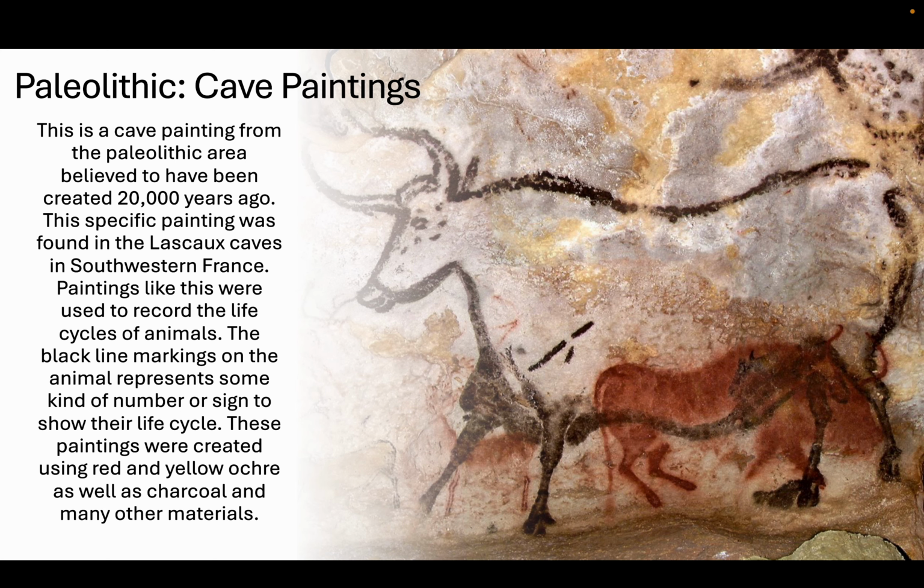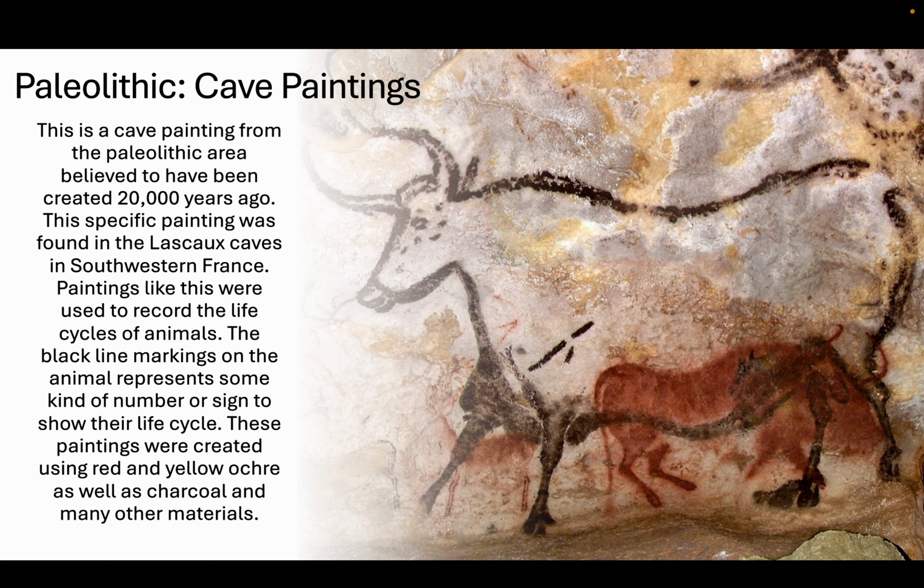The second is a Paleolithic cave painting. It does not have a name, but it was found in the Lascaux caves in southwestern France, where other paintings like this were also found recording the life cycle of animals. The painting is believed to be 20,000 years old, and the markings on the animal represent some kind of number or sign to show their life cycles.